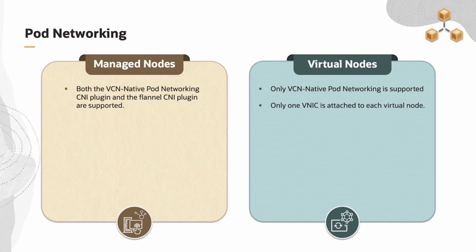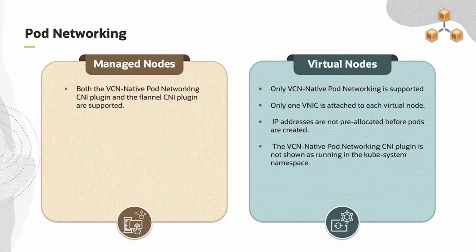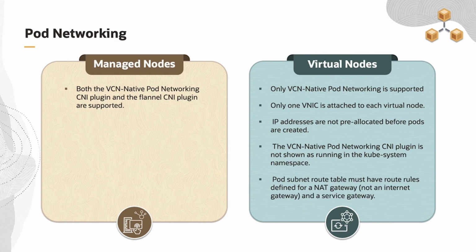Also, only one VNIC is attached to each virtual node. Remember, IP addresses are not pre-allocated before pods are created, and the VCN native pod networking CNI plugin is not shown as running in the kube-system namespace. Pod subnet route tables must have route rules defined for a NAT gateway and a service gateway.